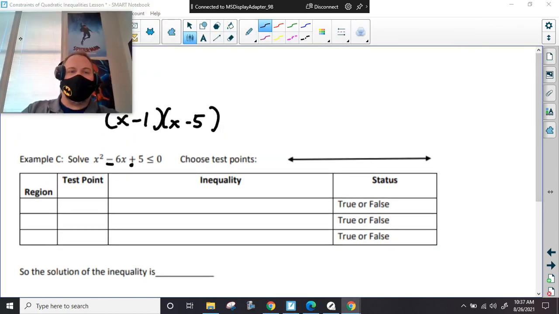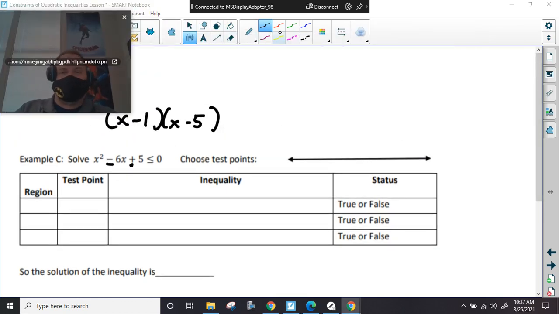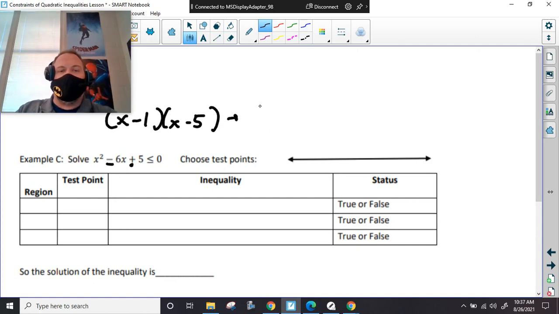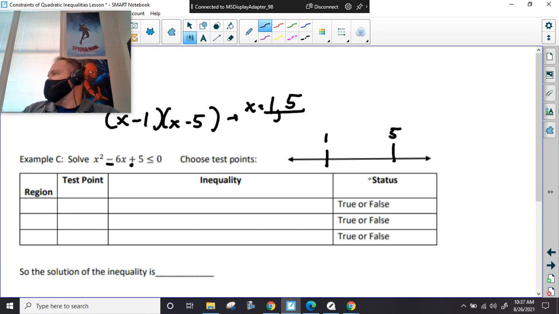So when we solve this, it's going to be 1 and 5. Here's our 1. Here's our 5. And I'm writing it above here because I didn't give us enough room to write it right there.